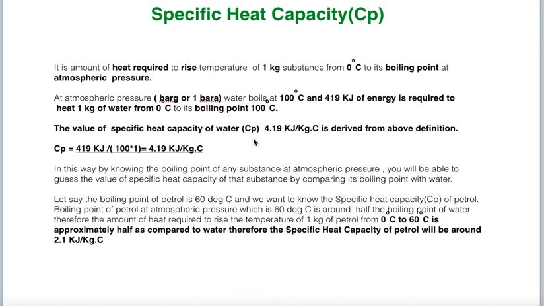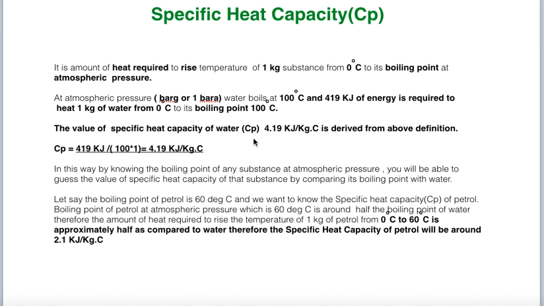Now, the concept of specific heat capacity is very confusing among engineers, because sometimes they have to guess, by seeing a liquid, what its specific heat capacity could be, or whether the liquid's heat capacity value is correct or not. By knowing this concept, you will be able to identify the possible specific heat capacity of a liquid.